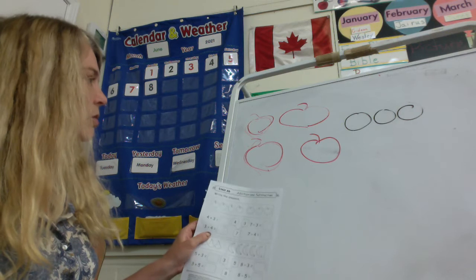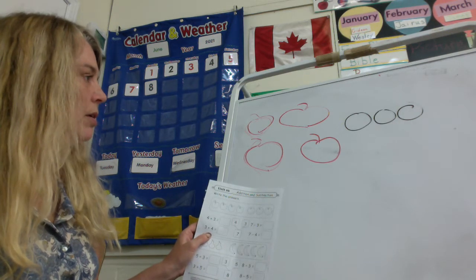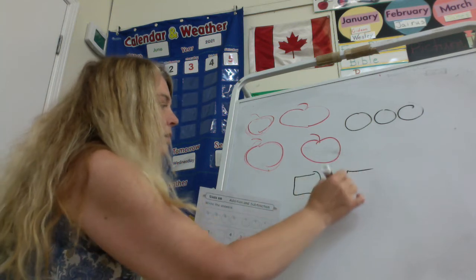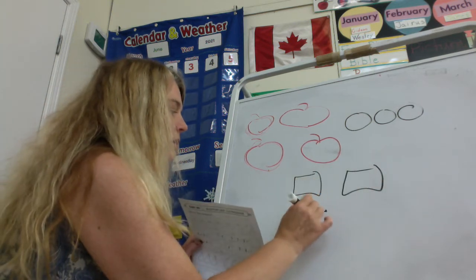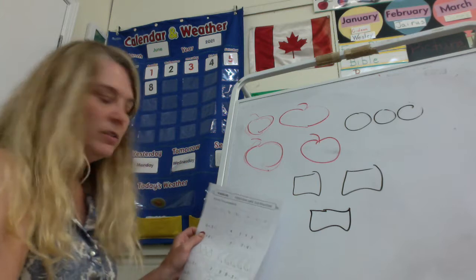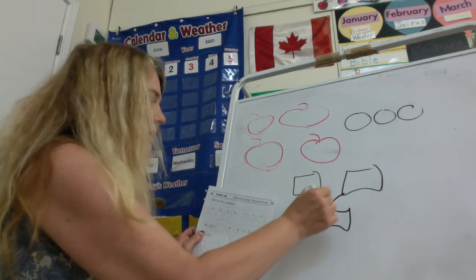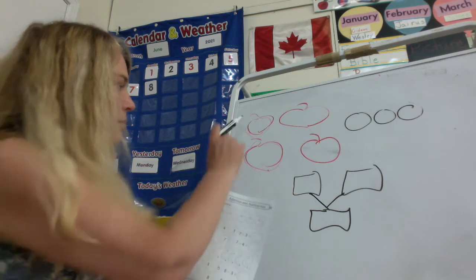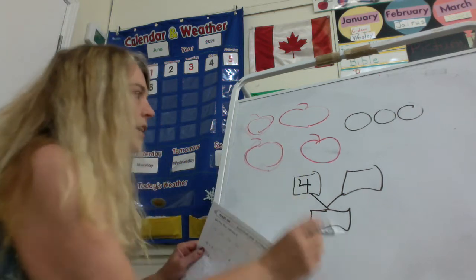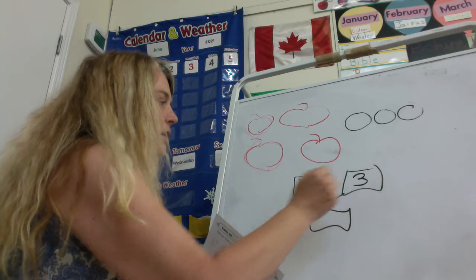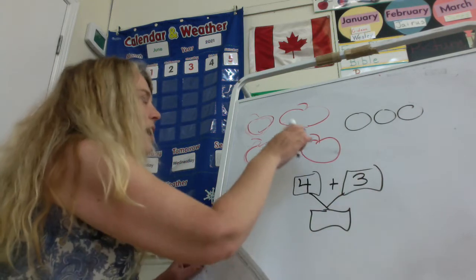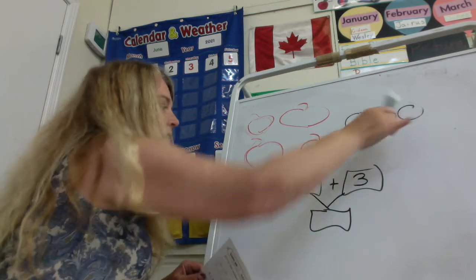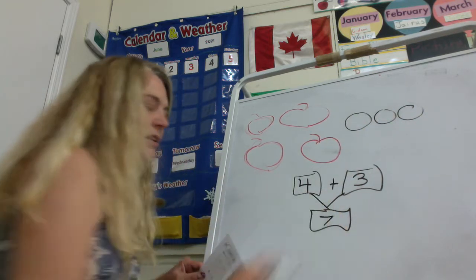So let's do our addition number bond first. There's our 3 squares. We're doing squares this time, and they're all connected. So what 2 different types of fruit do we have? 4 apples, so we're going to put a 4 here, and 3 oranges, a 3 here. So 4 plus 3. How many pieces of fruit do we have all together? 1, 2, 3, 4, 5, 6, 7. 4 plus 3 equals 7.